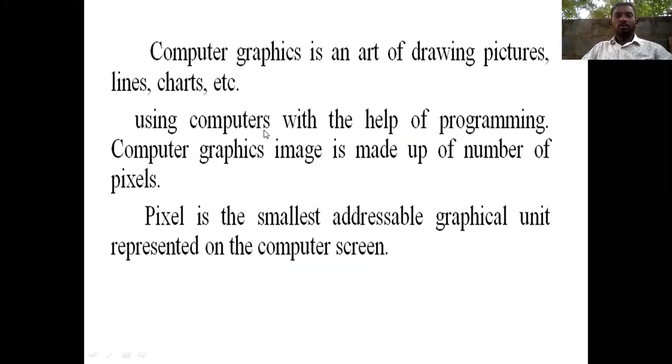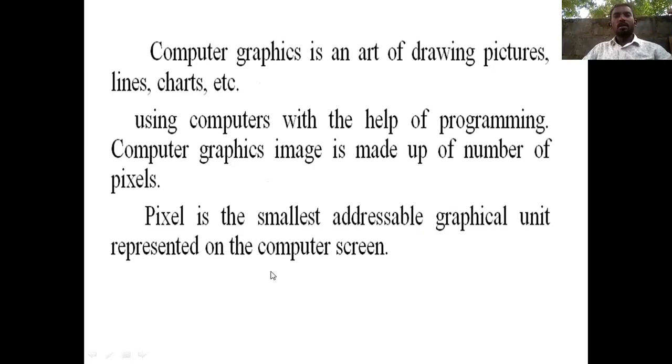By using computer graphics with the help of programming, a computer graphics image is made of a number of pixels. So one computer image is converted into a number of pixels. The pixel is the smallest addressable graphical unit represented on the computer screen.